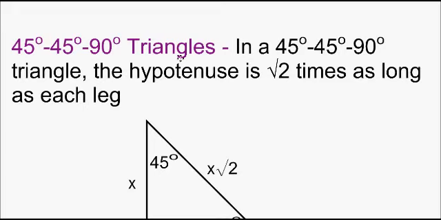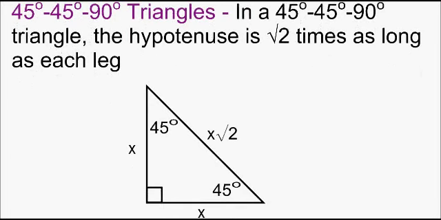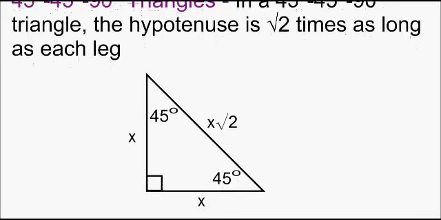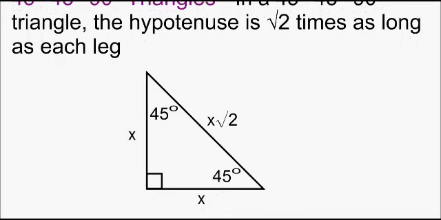Let's start off with the 45-45-90 triangle. As it turns out, there is a relationship between the sides of a 45-45-90 triangle. It's a ratio, and it holds true for every single 45-45-90 triangle. So a 45-45-90 triangle has one 90-degree angle, and two 45-degree angles. So it is an isosceles right triangle.